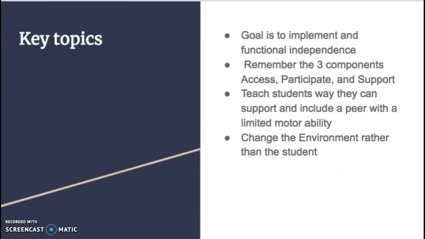So the key topics were: the goal is to implement functional independence. Remember the 3 components: access, participate, and support. Teach students that they can support and include a peer with a limited motor ability. Change the environment rather than the student.